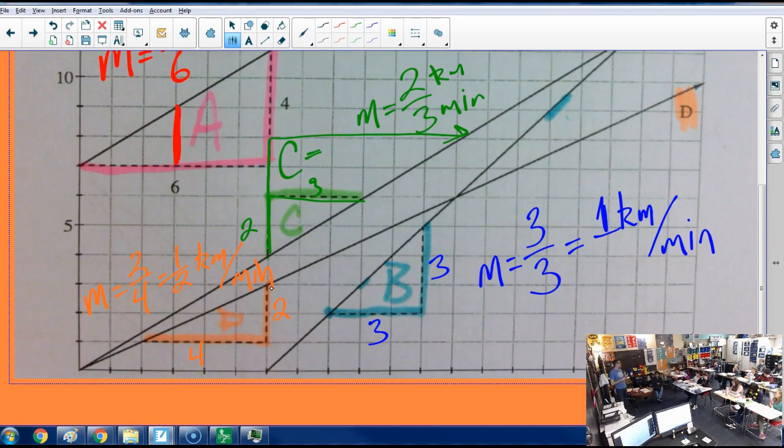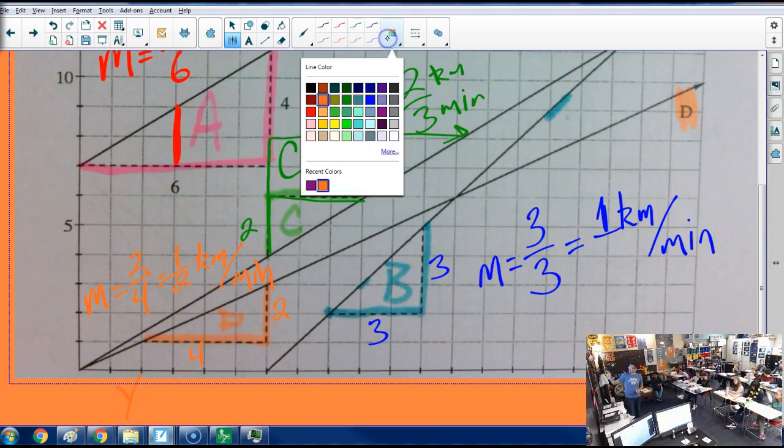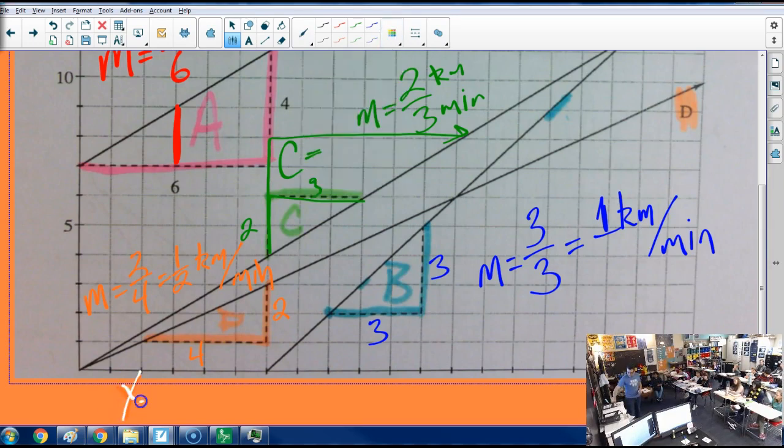It's half. Or 1 kilometer every 2 minutes. I also wrote an equation for it, if that helps. What is the equation? It is correct. Now, actually, that brings up a really interesting thing here.